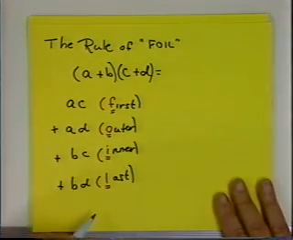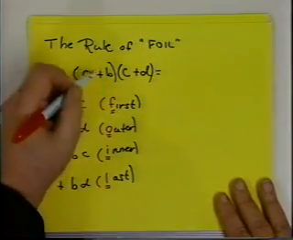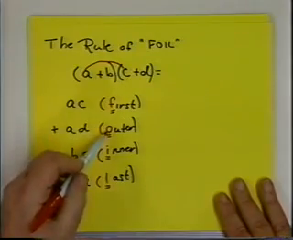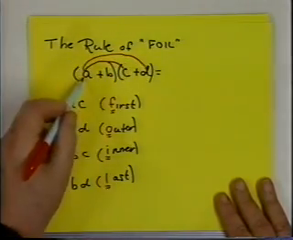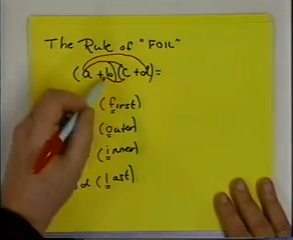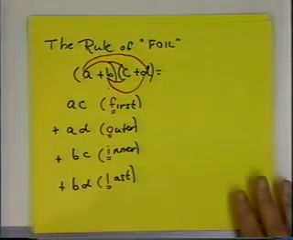And what we were told was, the rule of FOIL said what? Multiply the two first terms in the parentheses. See the first one here and the first one here. Then multiply the two outer terms, two outside ones. See, these are the two outside ones. Now the two inside ones, and now the two last ones. Well, this is the last one here. This is the last one here. Okay?